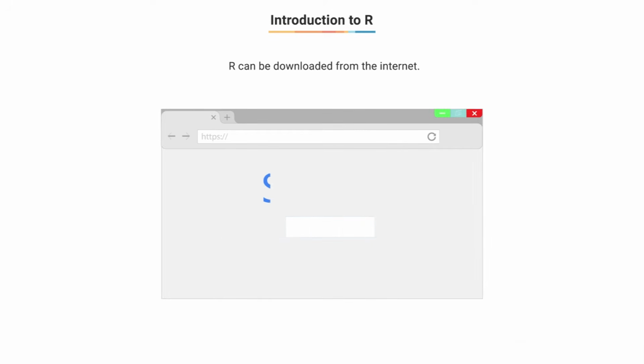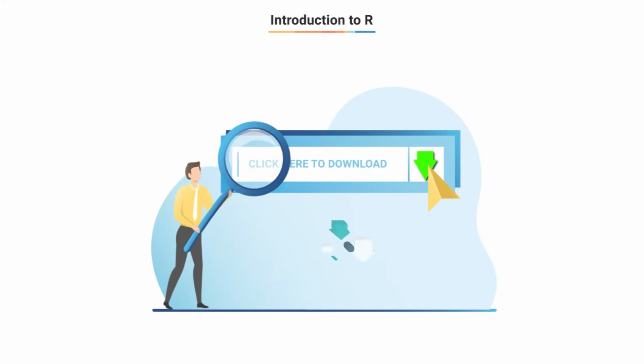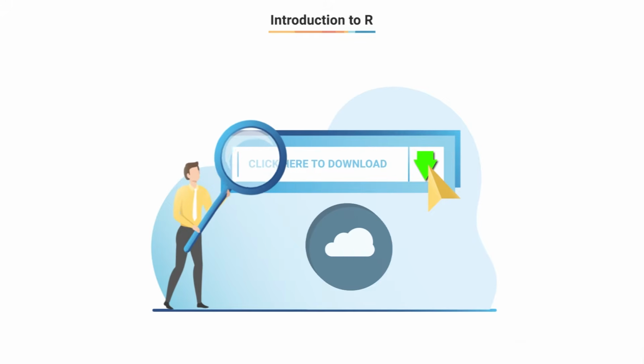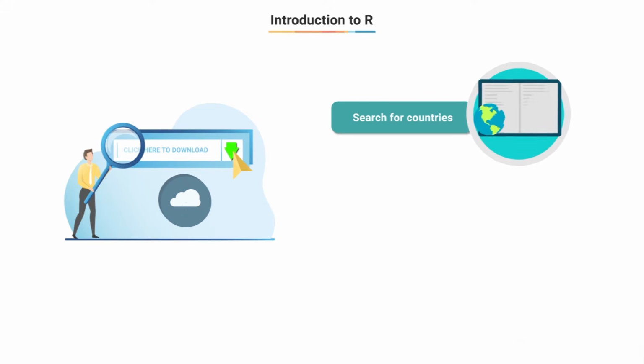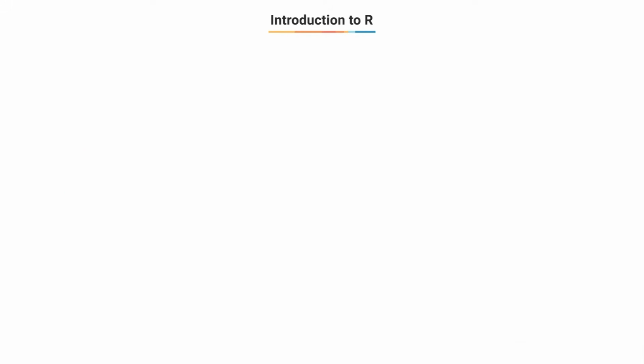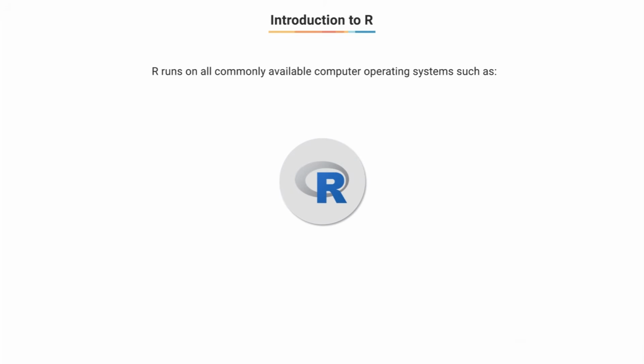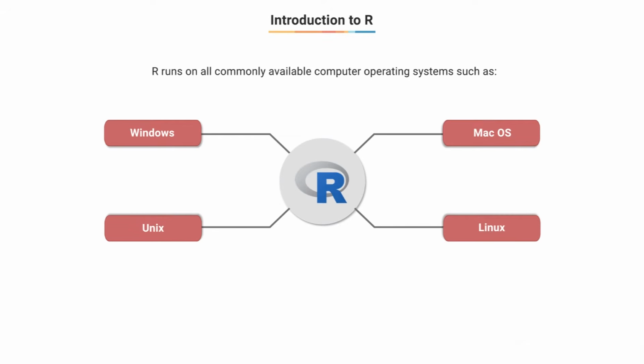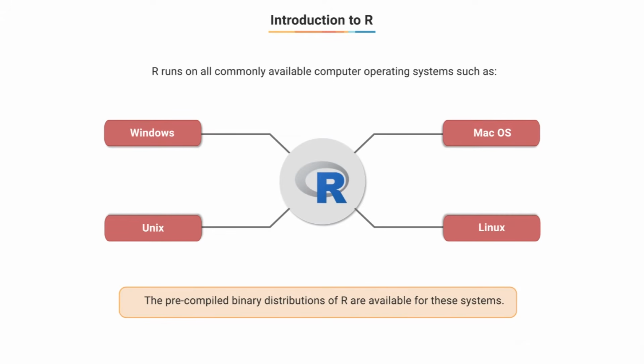The best way to obtain R is by downloading it from the internet by simply looking for the R project. And as we'll see, by simply clicking on the relevant web page to download, it will list all the countries' names and their corresponding CRAN packages. We can check the link for India as well. On this link, we can download R. We can download the latest version available. R runs under all the commonly available computer operating systems like Windows, Mac OS, Linux and Unix, and precompiled binary distributions of R are available for these systems.